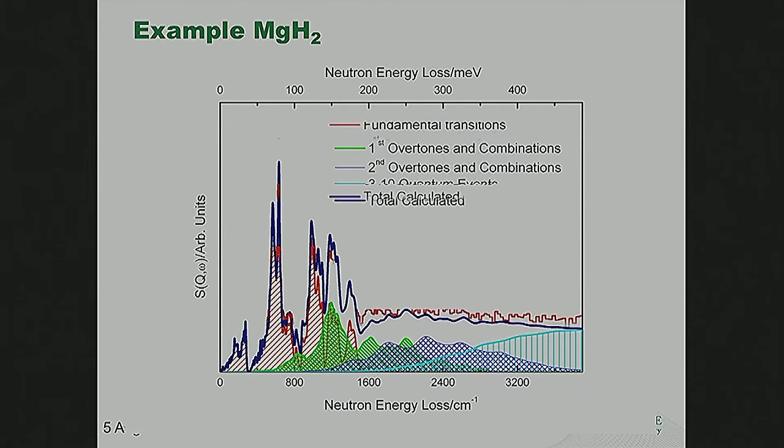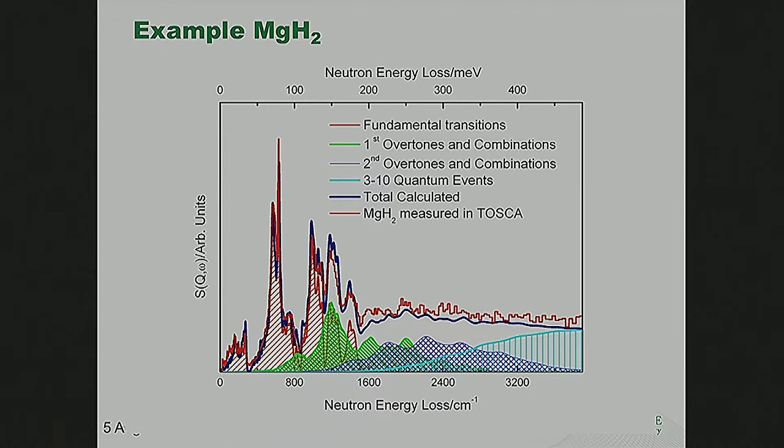But then you go and, in principle, compare with the experimental spectrum. This is very old data. I should change this with VISION data now. But anyway, this is an example of how magnesium hydride compares when you look at what you can calculate and what you can measure.